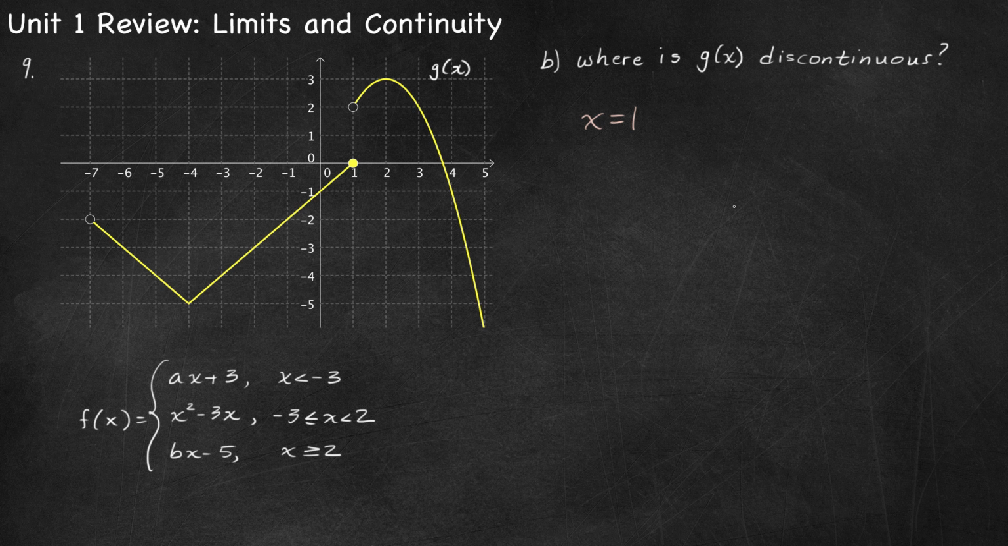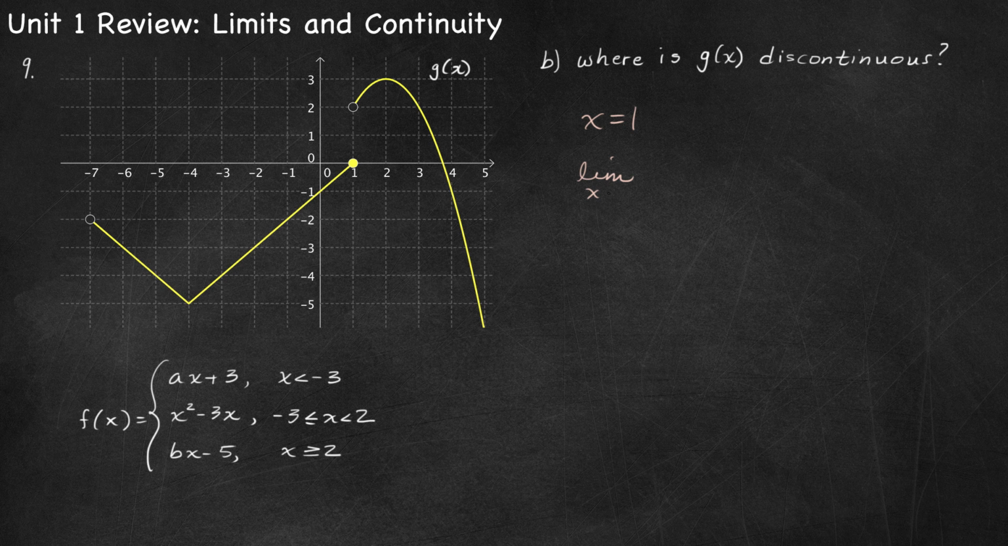graph is not continuous at that point. In order to be continuous, we need the limit as we approach 1 from the left to equal the limit as we approach 1 from the right to equal f of 1. Those three things all need to be equal. And we can see from the graph that the left-hand limit and the right-hand limit are not equal.